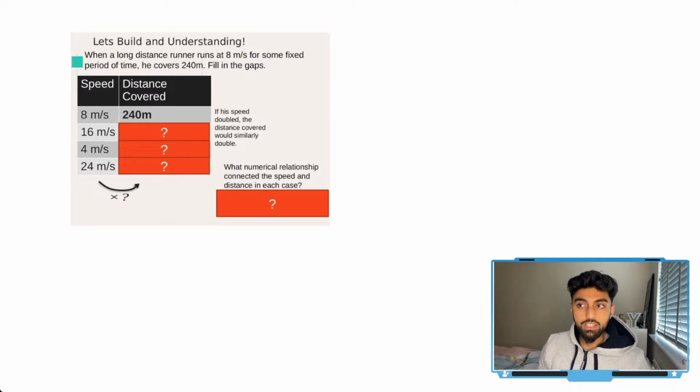If his speed is doubled, then the distance covered would similarly double, and so on. So the proportions remain the same. Thank you, Abdullah, you are correct. You're absolutely correct in saying we are multiplying by 30. But what would the individual values be? How much would they cover in the same amount of time if they ran at 16 meters per second, 4 meters per second, and 24 meters per second?